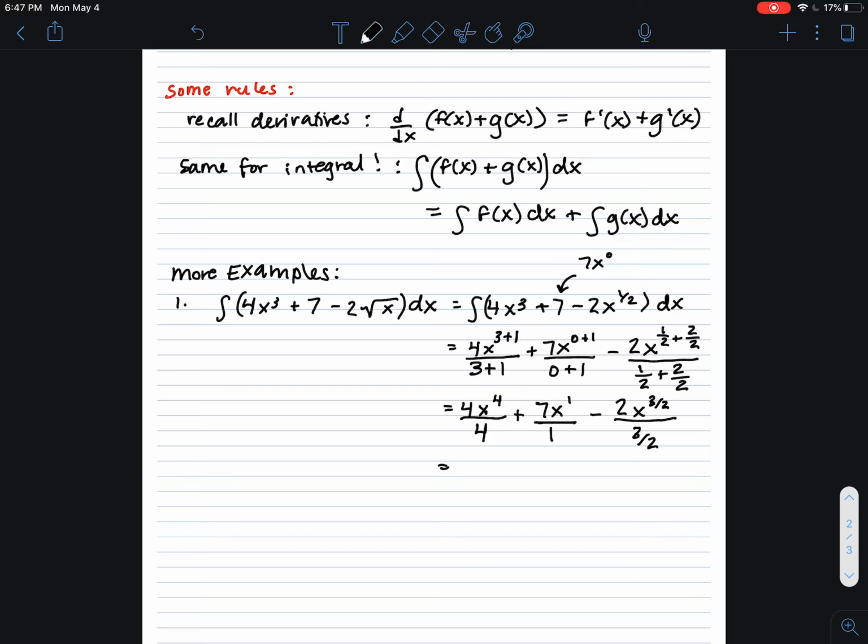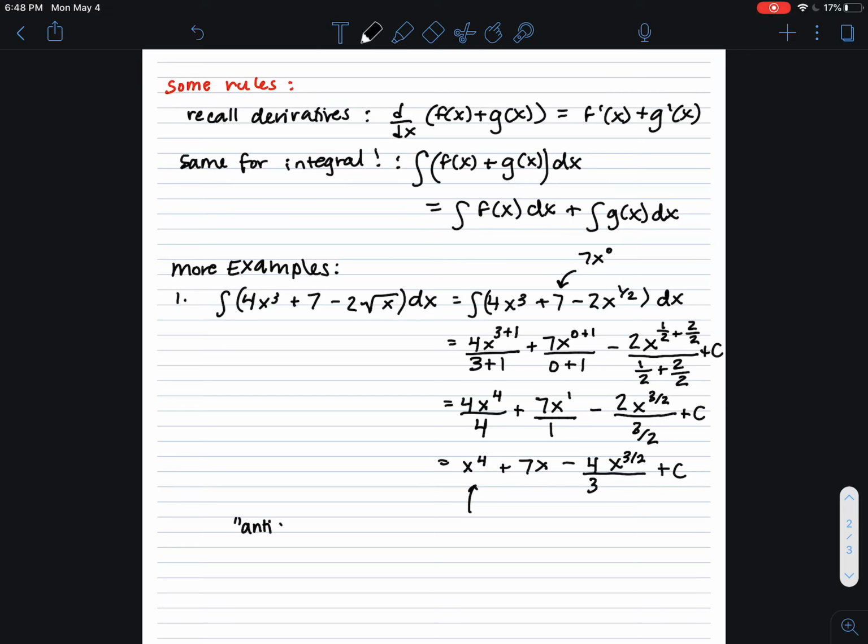So these 4's cancel, and we get x to the 4th here. 7 times x to the 1st divided by 1 is just 7x. And then here we're dividing by 3/2, which is the same as multiplying by the reciprocal, which is 2/3. So we have a minus 2 times 2/3, which is a minus 4/3 times x to the 3/2. And then we have to remember to put a plus c after all of these, because we need to add that integration constant. Okay, so that would be your antiderivative.